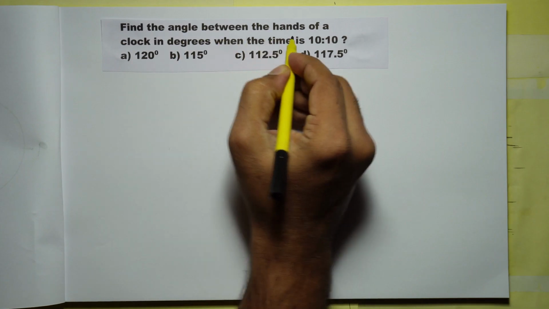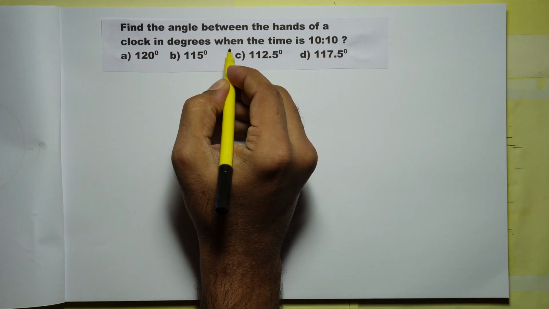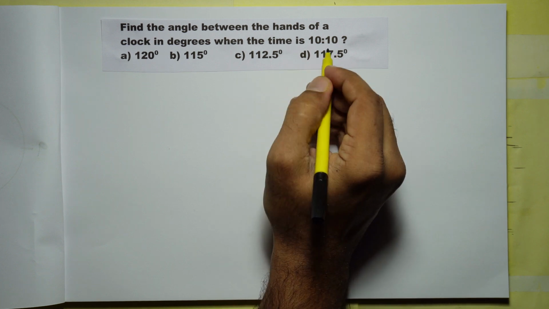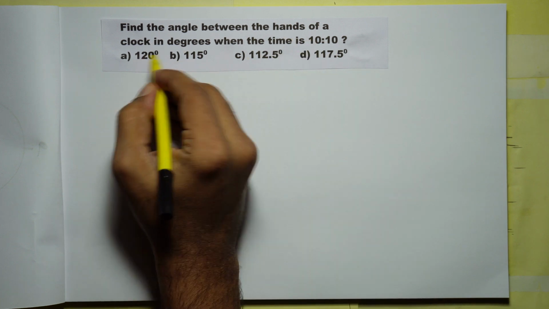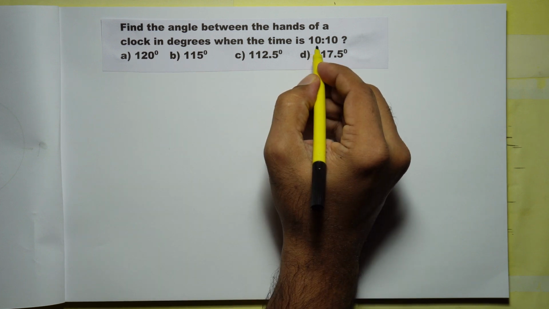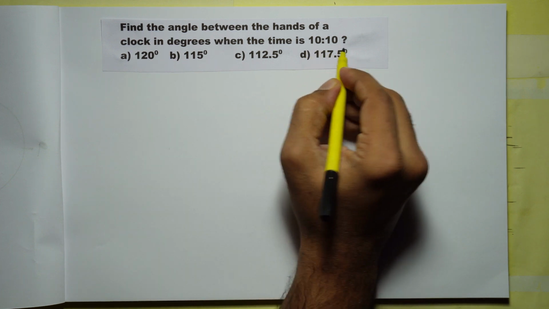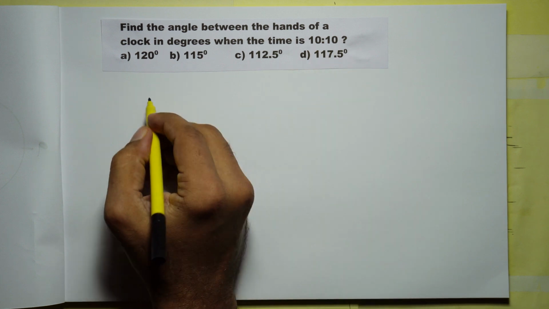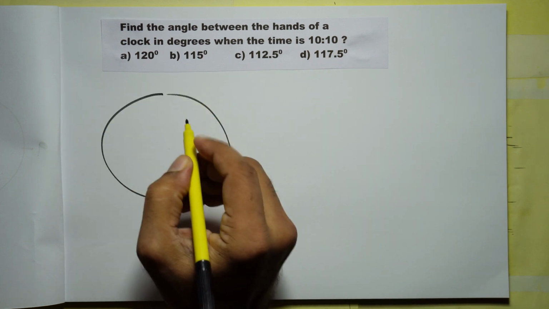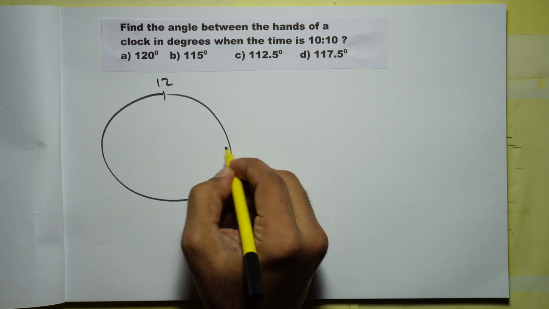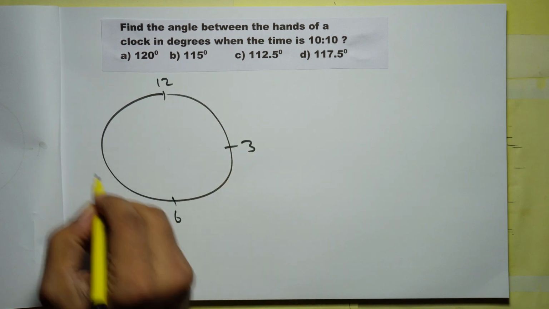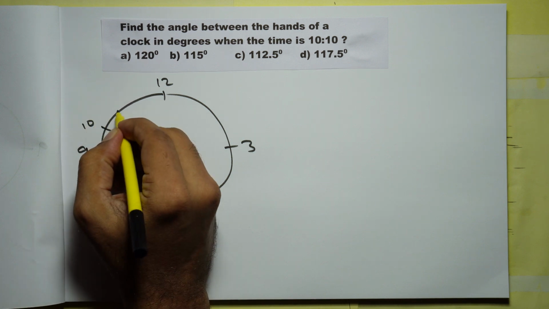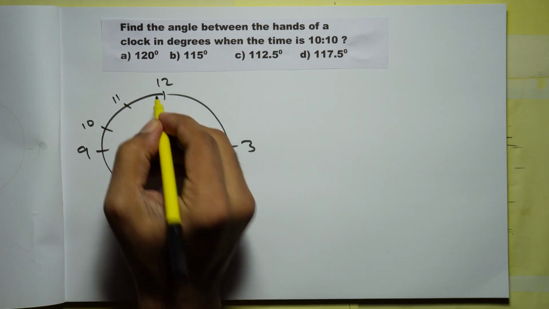Find the angle between the hands of a clock in degrees when the time is 10:10. So first we'll find out the angle between the hands of the clock when the time is 10 o'clock, and then we'll find out the change from 10 to 10:10, and then we'll find the angle. So I'll draw the clock like this. You have 12 here, 3, 6 and 9, and you have 10 here, 11 and 12.